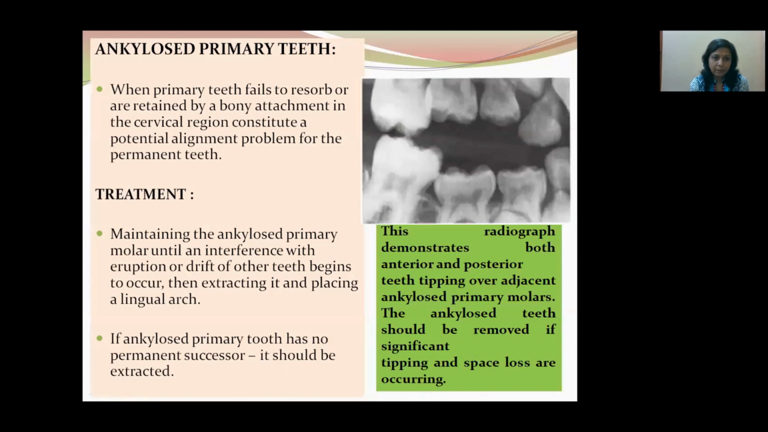Ankylosed primary teeth, when primary teeth fail to resolve or are retained by a bony attachment in the cervical region, constitute a potential alignment problem for the permanent teeth. There may be two situations. We can maintain the ankylosed primary molar until an interference with eruption or drift of other teeth begins to occur, and then extract it and place a lingual arch. And if there is no permanent successor, it should be extracted.